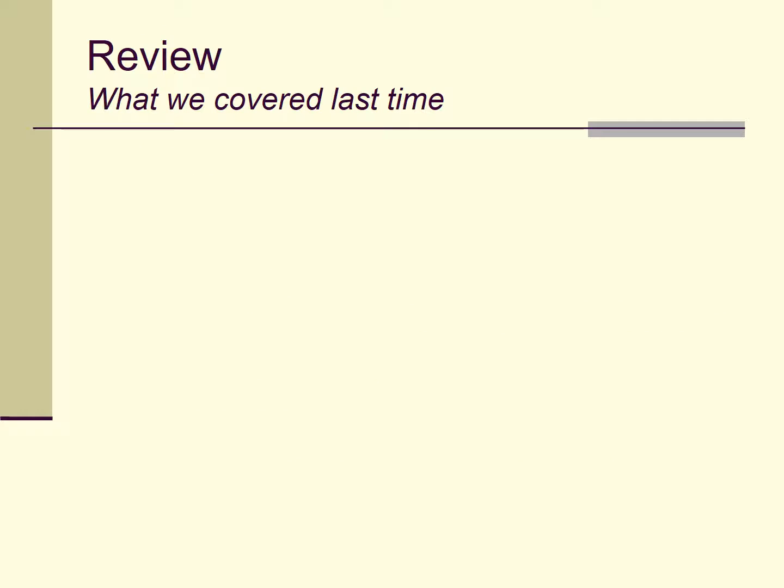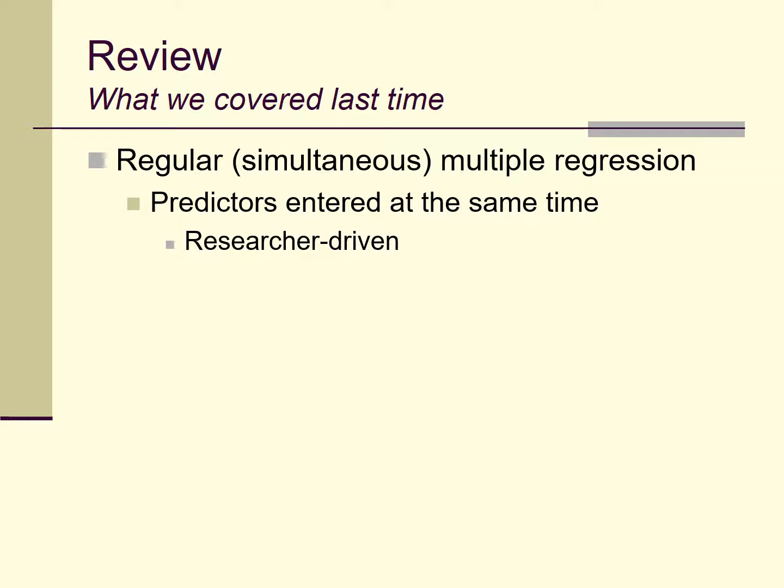Last time I talked about different approaches for multiple regression. One way to think about them is that there's regular, sometimes called simultaneous multiple regression, where the predictor variables are entered all at the same time. In a sense, this is researcher driven in that you decide as the data analyst to put all your predictor variables into the augmented model in one step, or in what SPSS calls one block. Again, this is sometimes called simultaneous multiple regression in some textbooks or websites that I've seen.